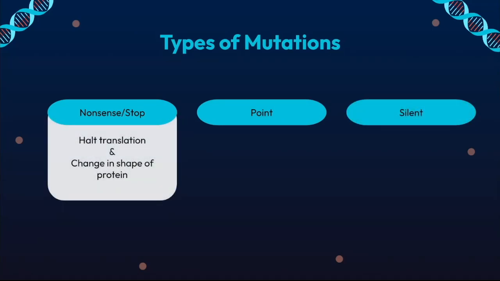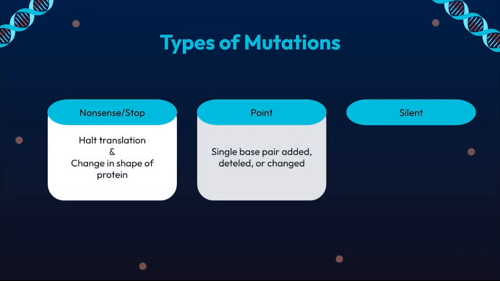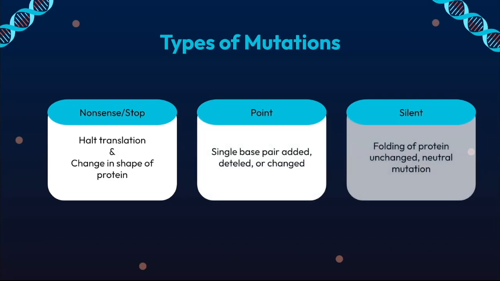Nonsense mutations, or stop mutations, halt translation, which causes the shape of the protein to vary, not forming properly. Point mutations occur in genomes where a single base pair is added, deleted, or changed. Silent mutations, a type of point mutation, do not affect the folding of proteins, thus is a neutral mutation.